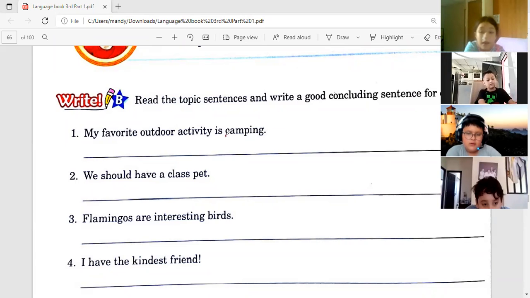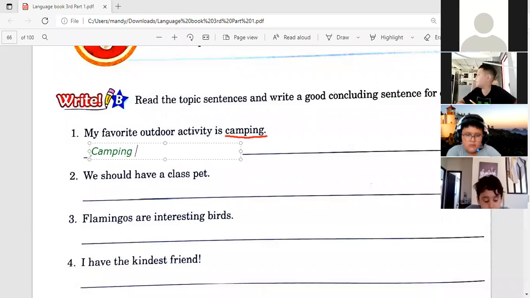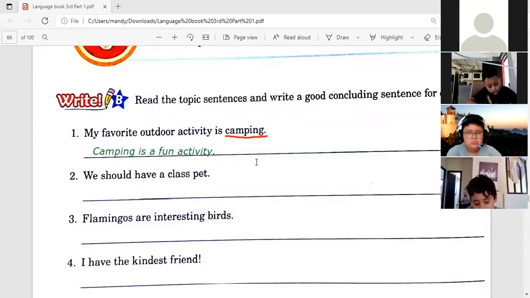Camping. Okay, camping. Exactly. Okay, so we start the next sentence with that word. And we can say, okay, camping is a fun activity, yeah? Okay, we can say that. Camping is a fun activity, okay? We can say my favorite outdoor activity is camping. Camping is a fun activity, yes? Okay, and we are referring to the same thing. Nos referimos a lo mismo, al mismo tema, okay?